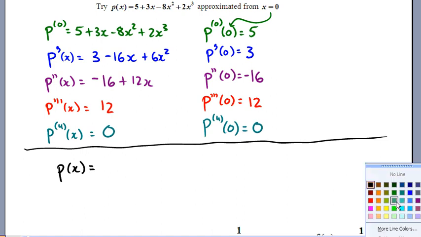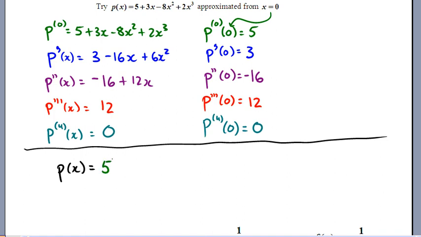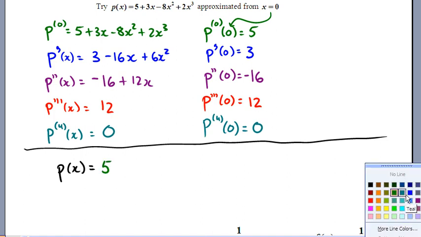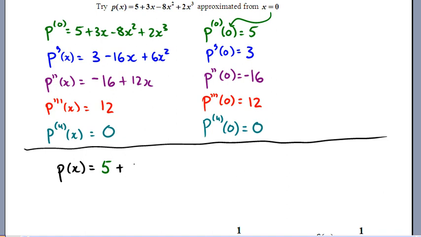Let's take that green 5, and then let's add on that blue 3 divided by 1 factorial times x to the 1. Oh, and let's add on some more. Let's take that purple negative 16.